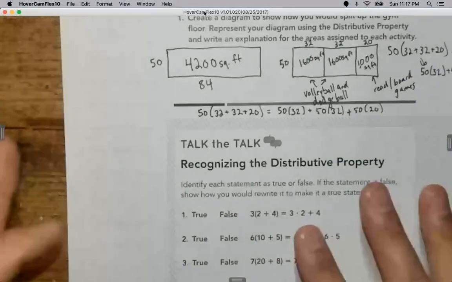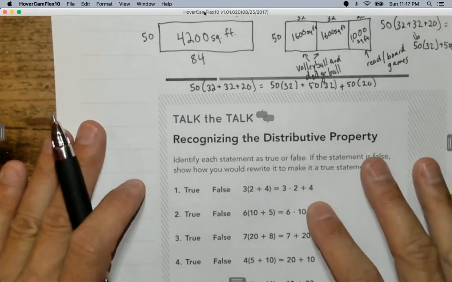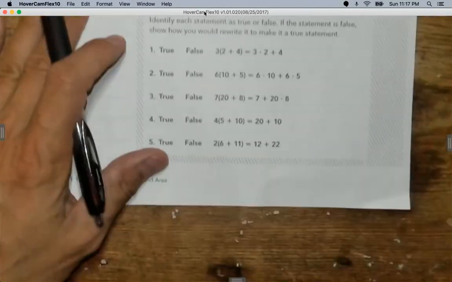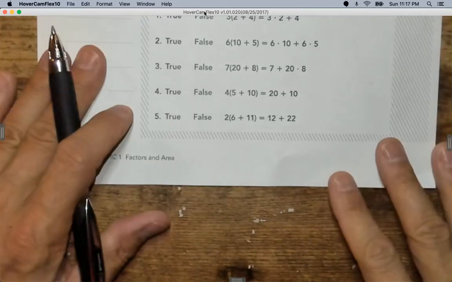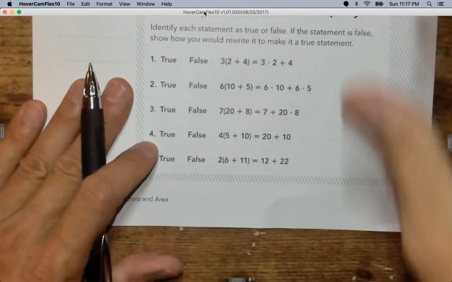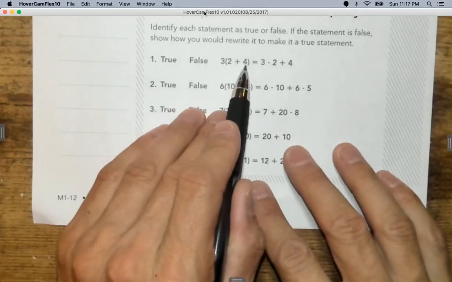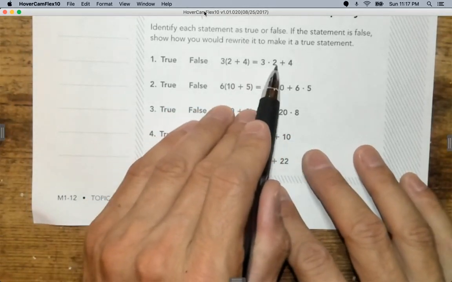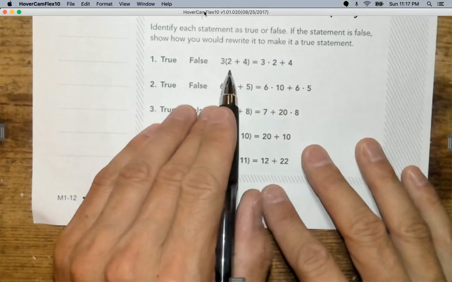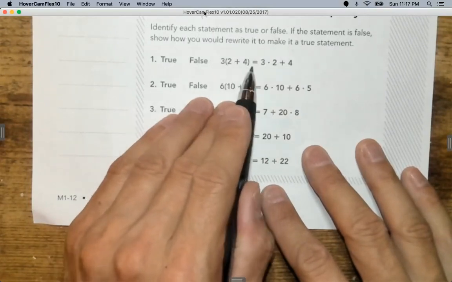Talk the talk. Recognizing the distributive property. Identify each statement as true or false. If the statement is false, show how you would rewrite it to make it a true statement. So we start with this problem right here, and then we go to this one right here. When I look at this, all they're doing really is moving the parentheses. So I believe that this one is going to be false.